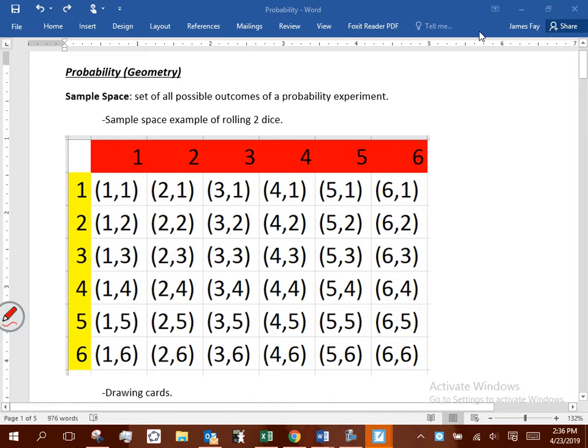And that's a good technique when you're doing maybe 2 things back to back, 2 rolls or 2 pulls of a card or something like that. Maybe we could do the same thing if I roll a die and then pick a card out. So I could roll a 1 and then pair that with all 52 cards, and then I roll a 2 and pair that with all 52 cards. Does that make sense? That would be a pain to develop that chart, but that would allow me to develop a sample space.